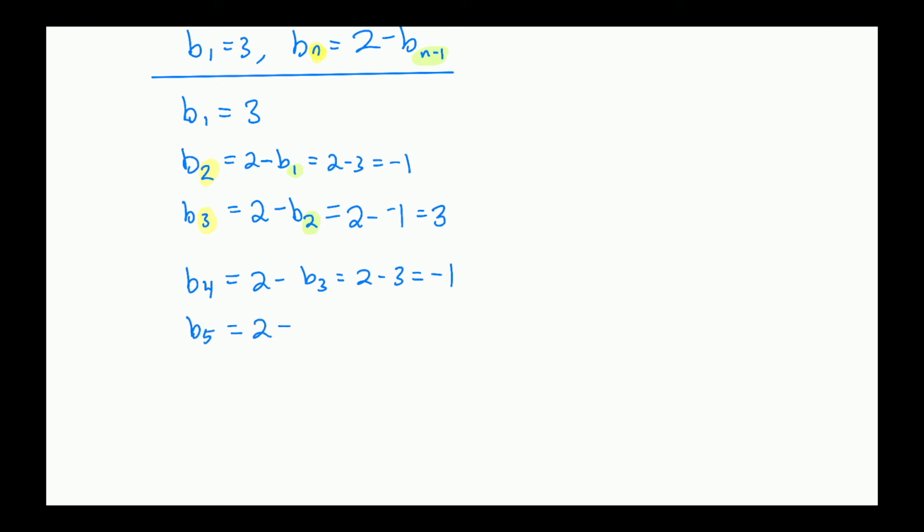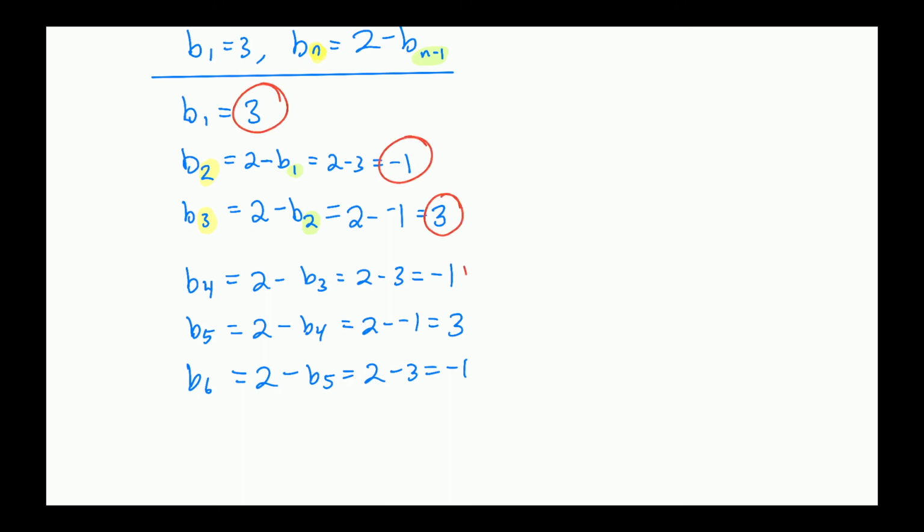B5 is 2 minus B4, which is 2 minus -1, which is 3 again. B6, 2 minus B5, which is 2 minus 3, which is -1. So what did we get here? Well, we got B1, B2, B3, B4, B5, B6. Those are the terms in the sequence.